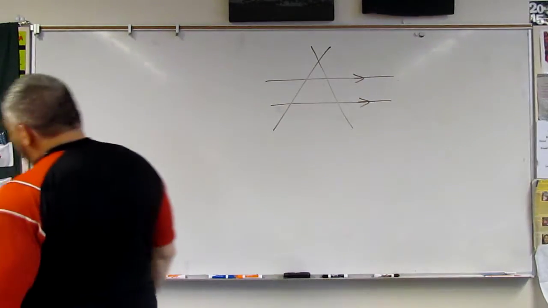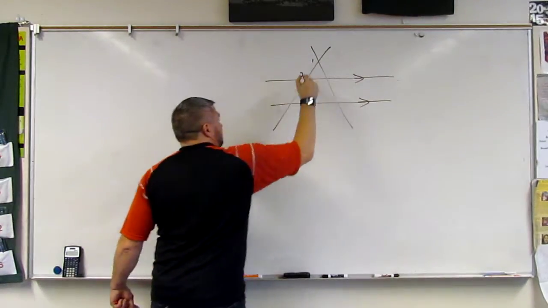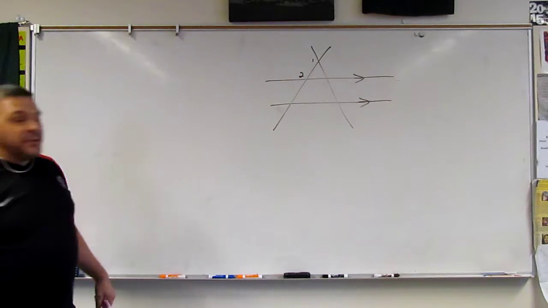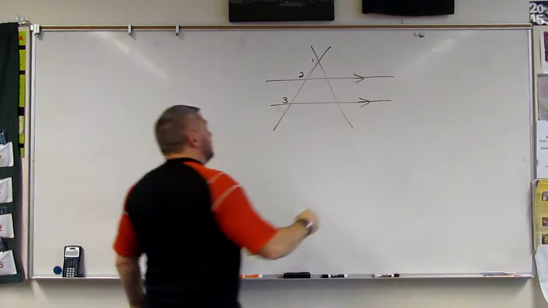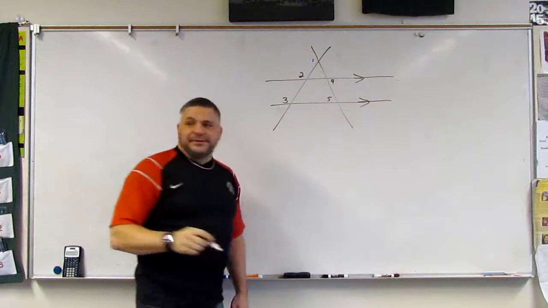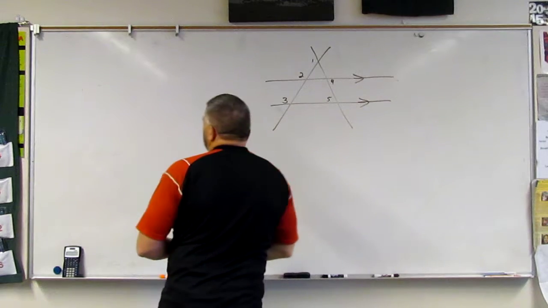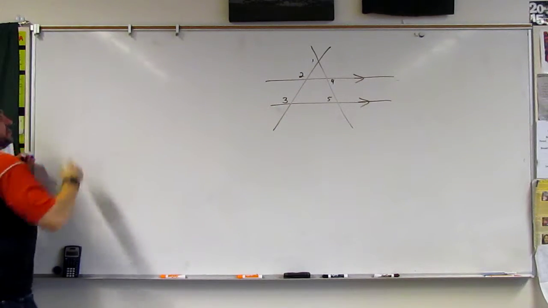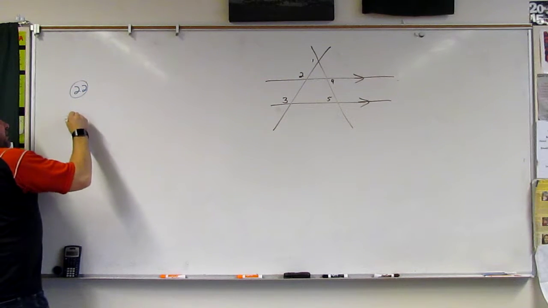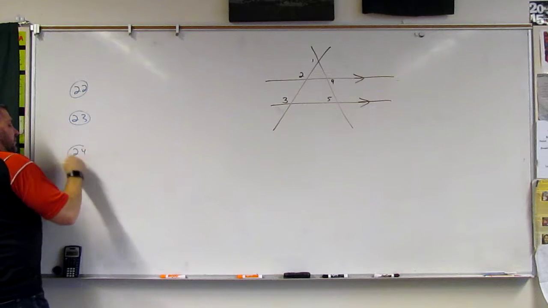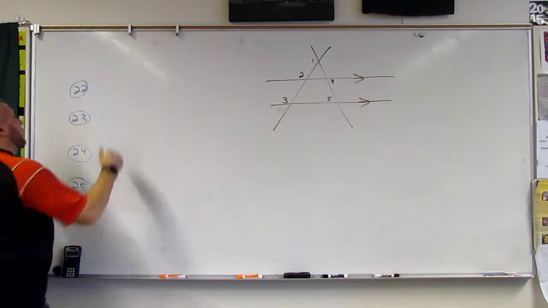Okay? And they're talking about angle 1, angle 2, angle 3, angle 4, and angle 5. And they want you to identify each. Okay? So 22, 23, 24, and 25. Okay? So 22 is angle 2 and 3.